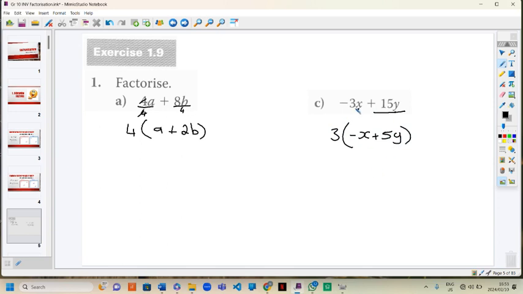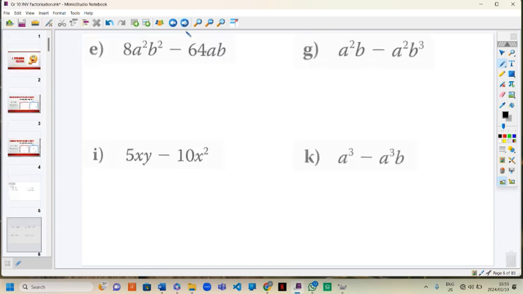Or you can say, what is negative 3 divided by 3? Negative 1, and then the x. And then what is 15y divided by 3? 5y. So you can do it either way. That's fine. Whichever way works best for you, I guess. Let's try some more.